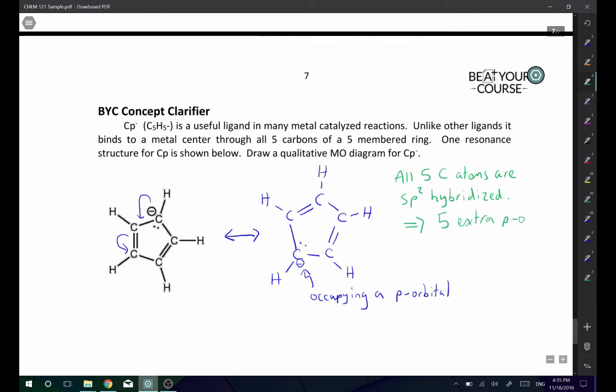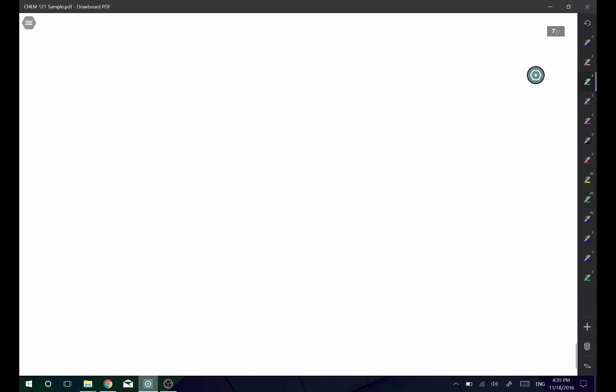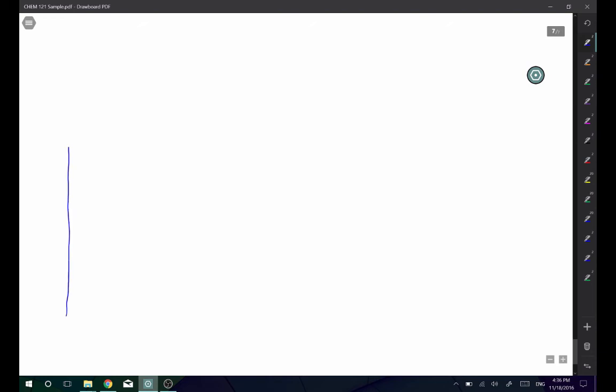Now, as in the last example, the key to showing molecular orbitals for pi systems is to know the total number of p orbitals. So I want to show this on an energy diagram. You might ask yourself, how do I do the skeletal structure for a pi system? I want to give myself a lot of room here so that my handwriting is as neat as possible.